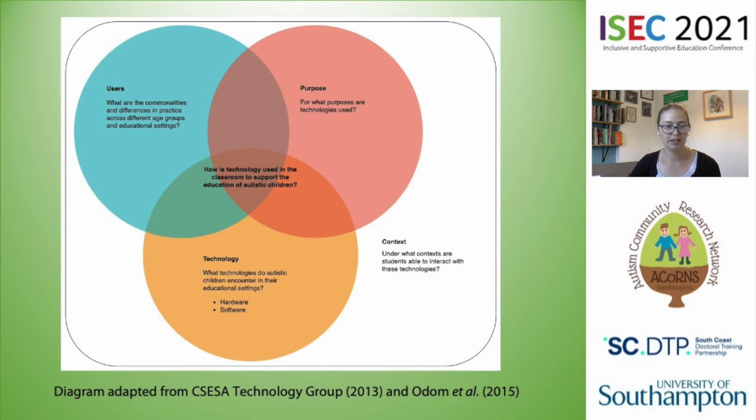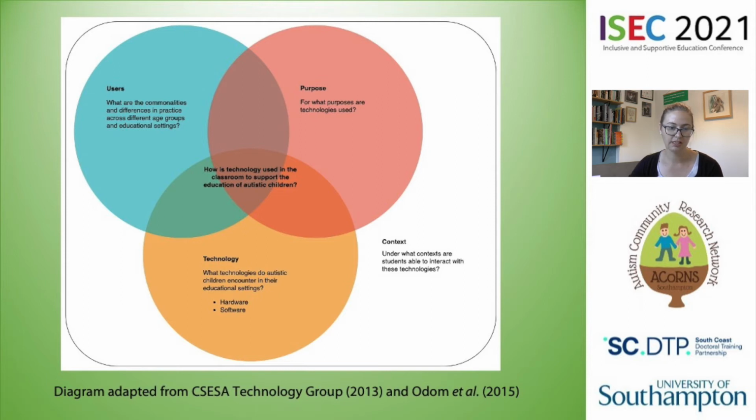In order to examine current practice, I adapt a framework originally used in CSESA Technology Group 2013's report, which was suggested as a way to support decision-making about technology. The framework includes 3 factors that should influence choice of technologies: the educational context, characteristics of the users, and purposes for which the technology will be employed.